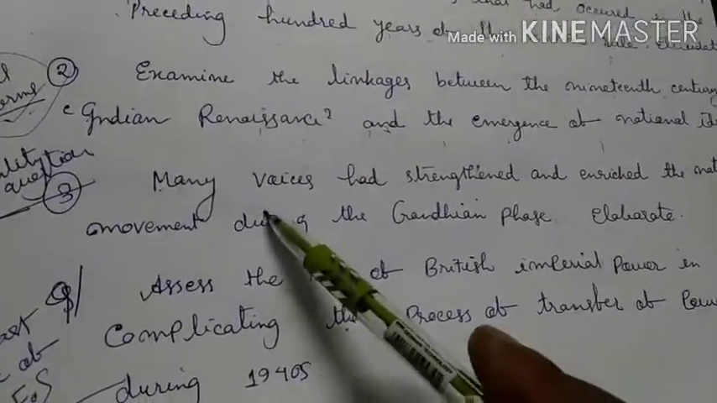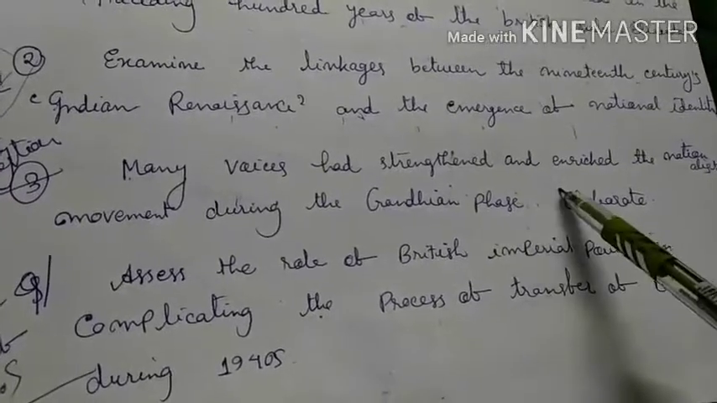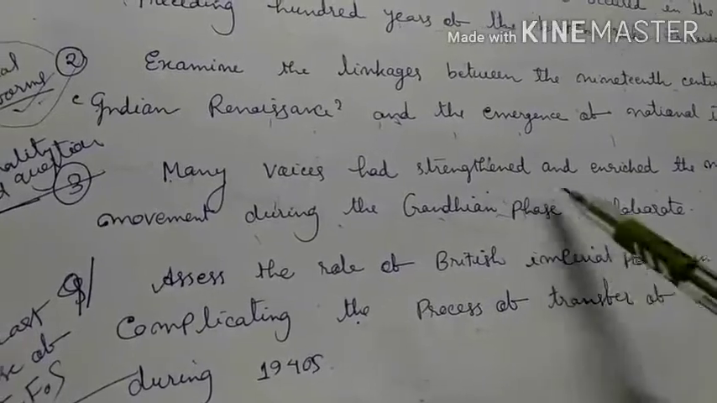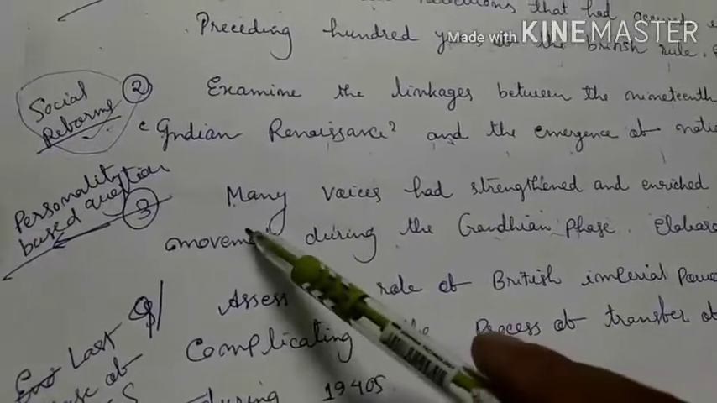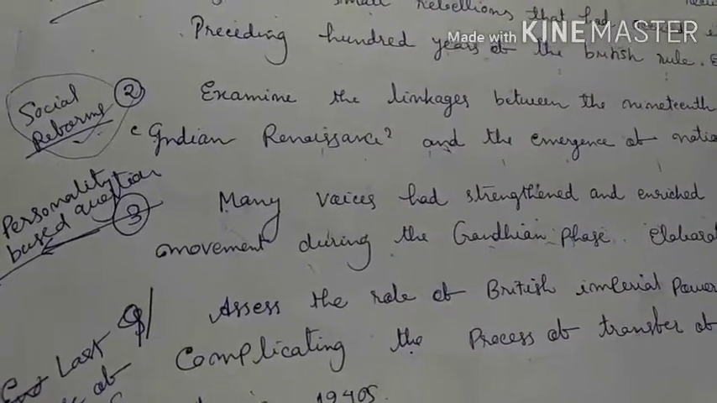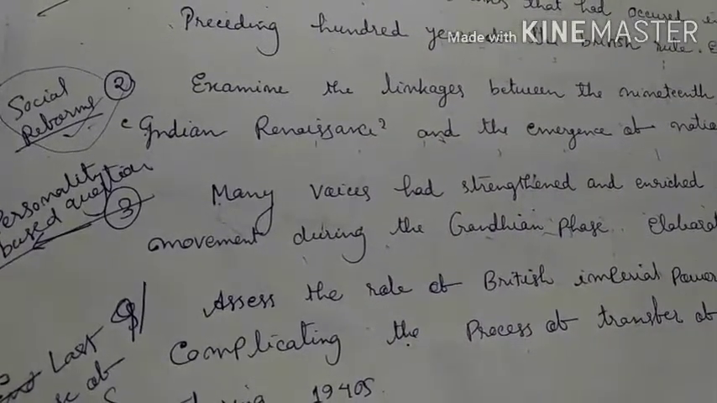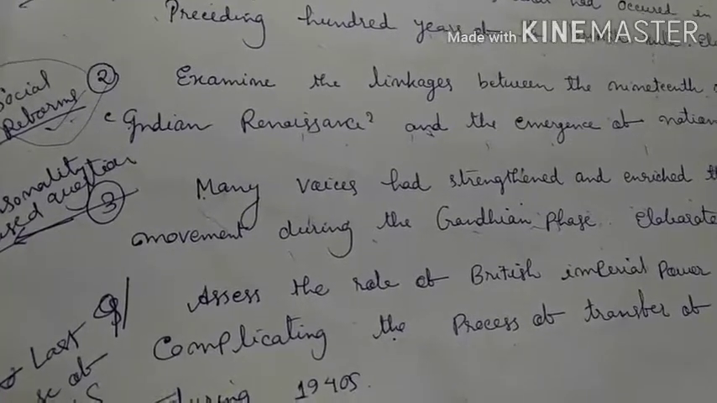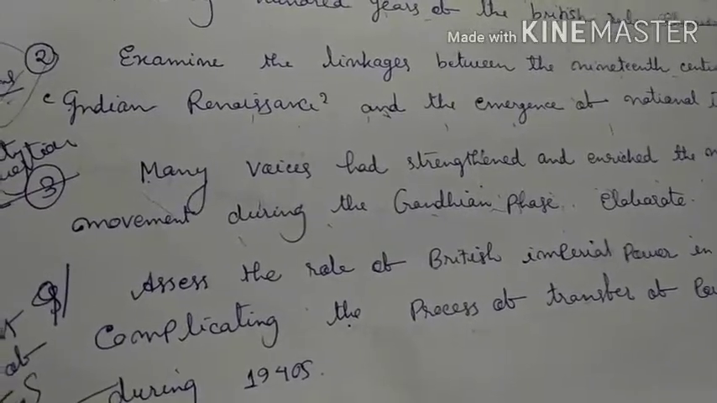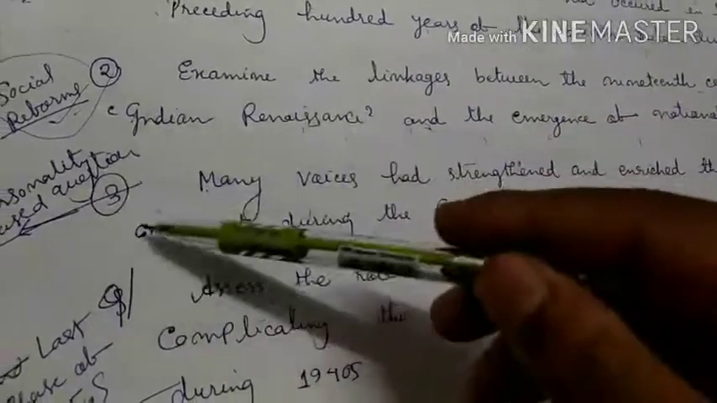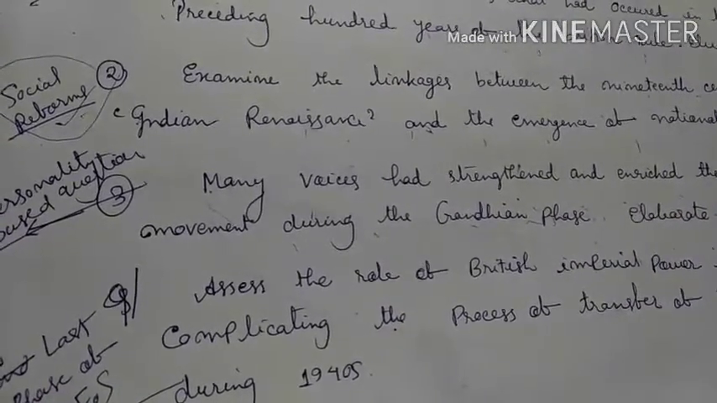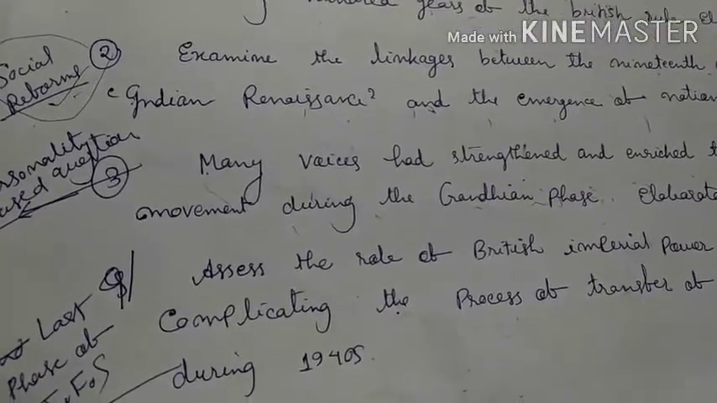Another question: many voices had strengthened and enriched the nationalist movement during the Gandhian phase. Elaborate. This question is, you can say, a personality based question versus the Gandhian phase. Means the personalities, the freedom fighters, which have enriched and strengthened the movement during the Gandhian phase. Right, so the question is from a personality based topic. Here you have to know the role of various personalities and their contribution to the Indian freedom struggle.